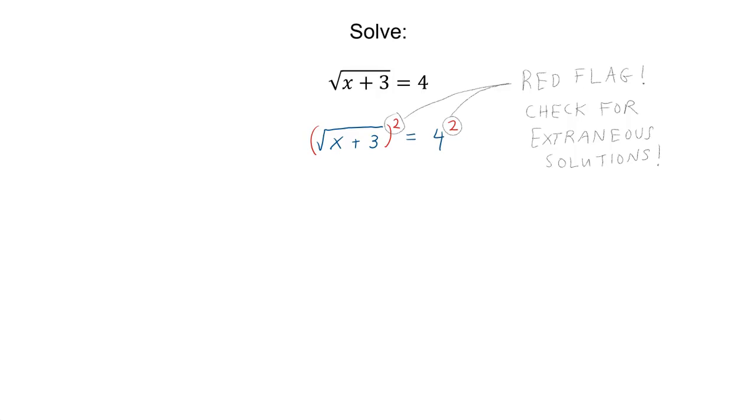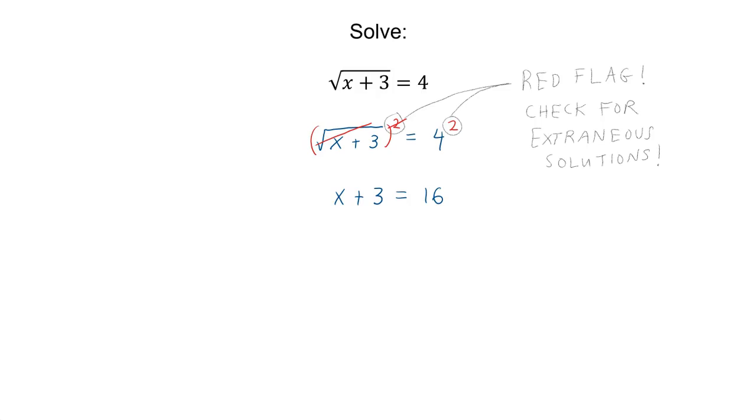So let's make a mental note of that right now before we go any further. Okay, so now that we got that out of the way, let's simplify both sides of our equation now. On the left, the square root of an expression squared. What happens when we square a square root? Yeah, the square root and the square are opposite operations, so they cancel each other out. So on the left, when we simplify, we're left with the expression x plus 3. And on the right, 4 squared is 16. And the resulting equation is x plus 3 equals 16.